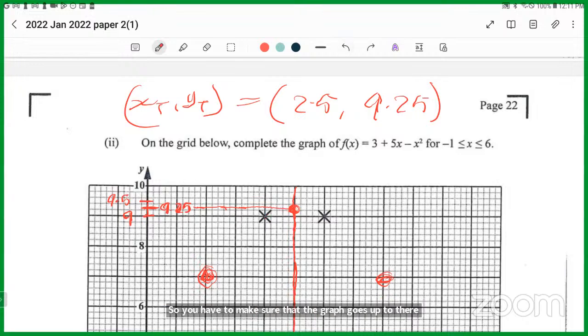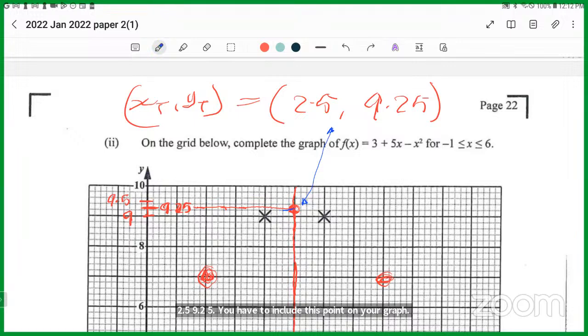Let's draw the graph in blue now. You have to make sure that it goes up here. You cannot go straight across here with it. No, you have to know that this point exists. That is a vertex. This point is 2.5, 9.25. You have to include this point on your graph. All right, and then we can draw the graph to the point.